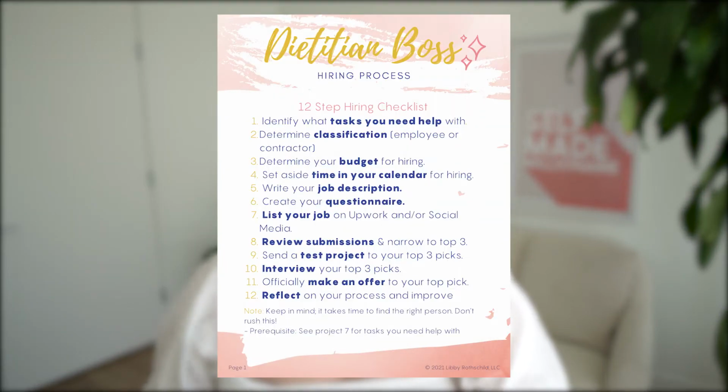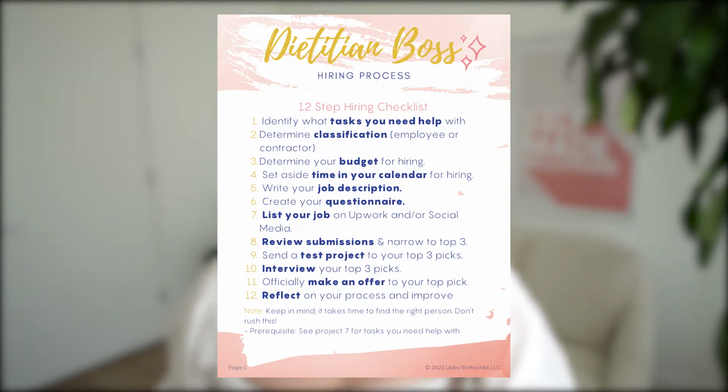So the first question is, how do you decide to hire an employee? Well, it's based on a process, of course. Now, here at Dietitian Boss, as a part of our framework, we have a 12-step process I'm going to share with you on screen. Now, in this process, I'm going to list out the steps for you so that we can talk about them. The first step is to identify what tasks that you need help with. Now, this can require some type of an audit.